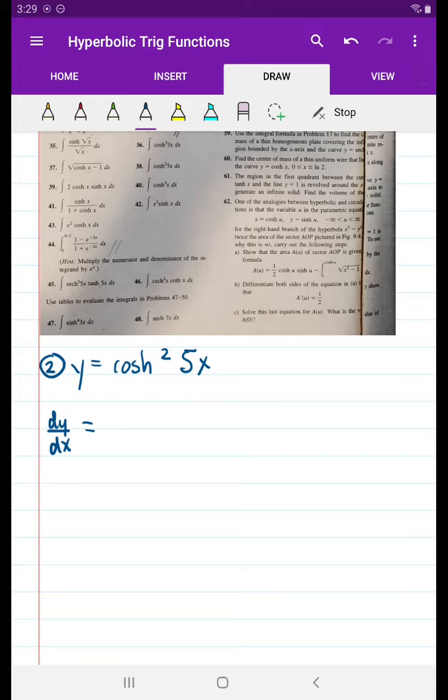So this is a cosh squared, so the outside function of that, you can think about as our square. So it's going to be 2 times cosh 5x first, and so I've peeled away one layer of the function, and then the next layer to go into is the actual derivative of cosh, which is sinh.